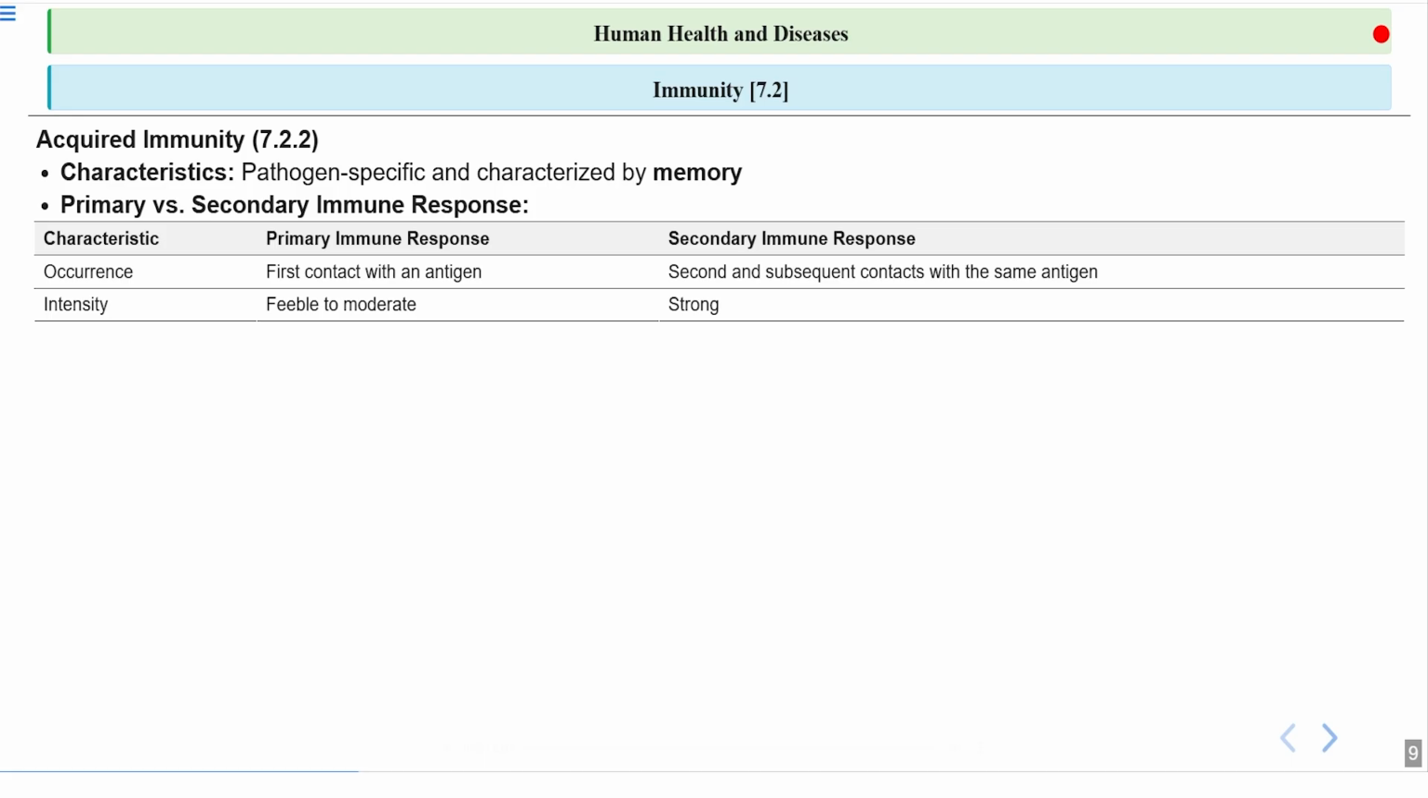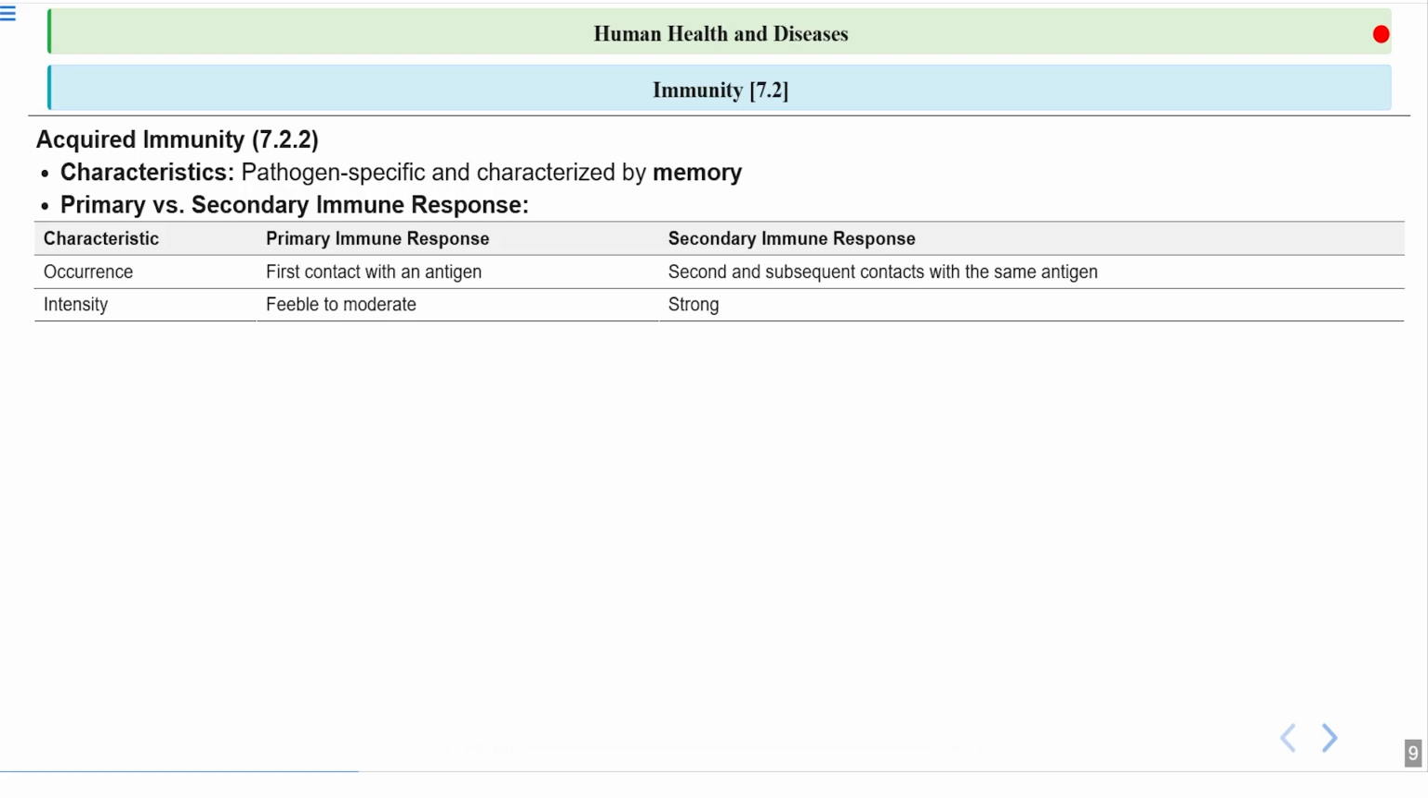The secondary immune response happens during subsequent exposure to that same pathogen. Clear? Thanks to the memory cells created during the initial response, this reaction is significantly stronger and faster, quickly producing a large number of antibodies to neutralize the threat before it can cause illness. This rapid, heightened secondary response is the basis for vaccination as well, where a weakened antigen is introduced to generate memory cells, providing long-term immunity.